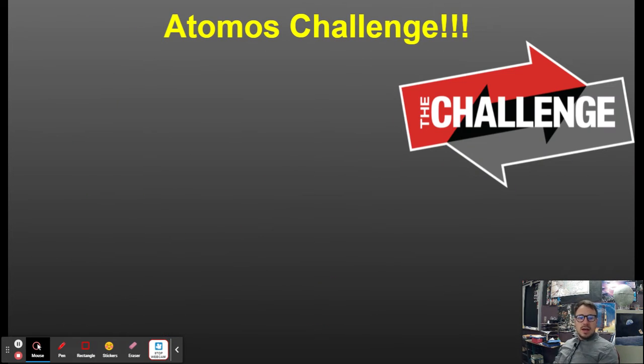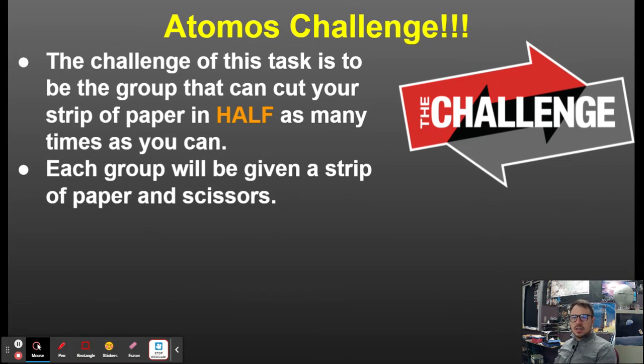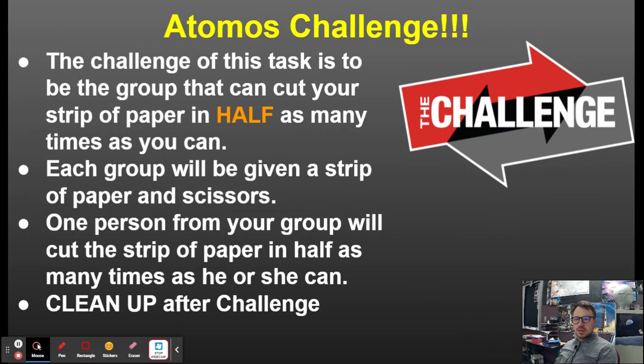All right, so now here's another challenge that you can do, the Atomos challenge. The challenge of this task is to be the group that can cut a strip of paper. You just get a little strip of paper, 8 by 11. You can make just a little strip that's 11 inches long. Cut that strip of paper in half as many times as you can. There you go.